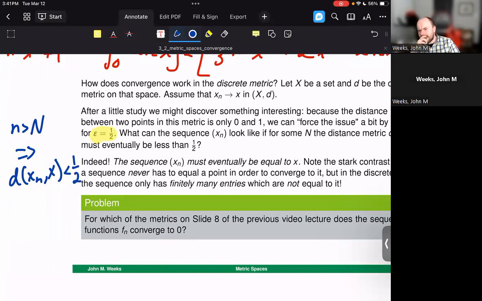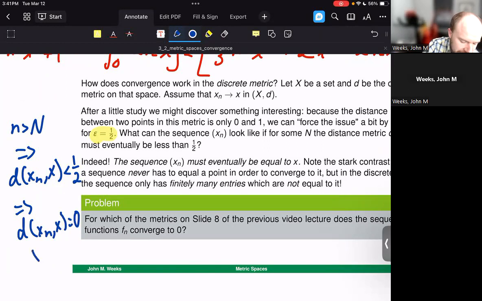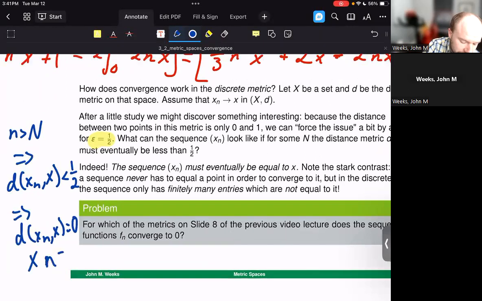Well, how are we going to make that happen? Again, the distance metric can only take on values of 0 or 1. This is going to imply that d(x_n, x) actually has to be equal to 0 because there's no in-between value here. But what does this mean? x sub n is going to have to be equal to x, because that is exactly what it means to be the discrete metric. The only way you can get the distance to be 0 is if the two values that you're putting inside of the distance metric are equal to each other.